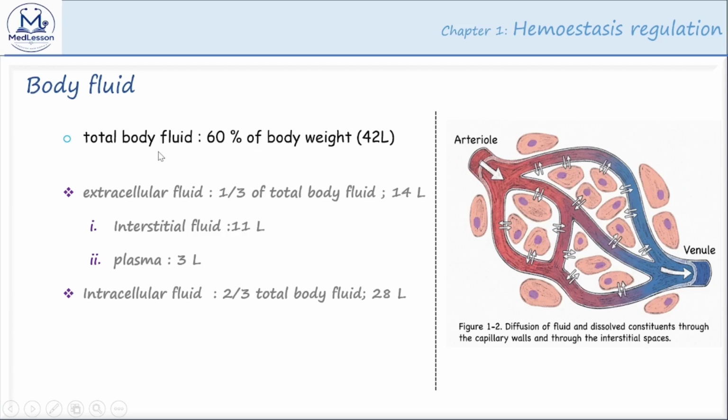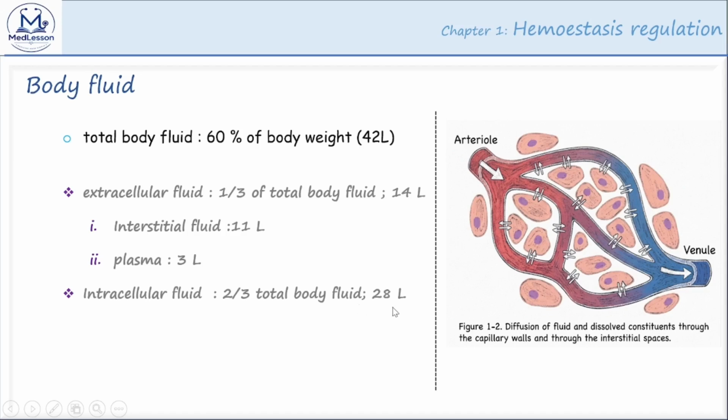So let's go through body fluid. The total body fluid is 60% of the body weight. It means if someone has a normal weight, around 42 liters of that is fluid. And this fluid is divided in two categories: extracellular, outside of the cell, which is 1/3 of the total body fluid. It means out of 42 liters, 14 liters extracellular. This extracellular, again, it's divided into interstitial fluid, which is 11 liters, and the plasma, which is 3 liters. And intracellular fluid is the 2/3 of the total body fluid, which equals 28 liters.